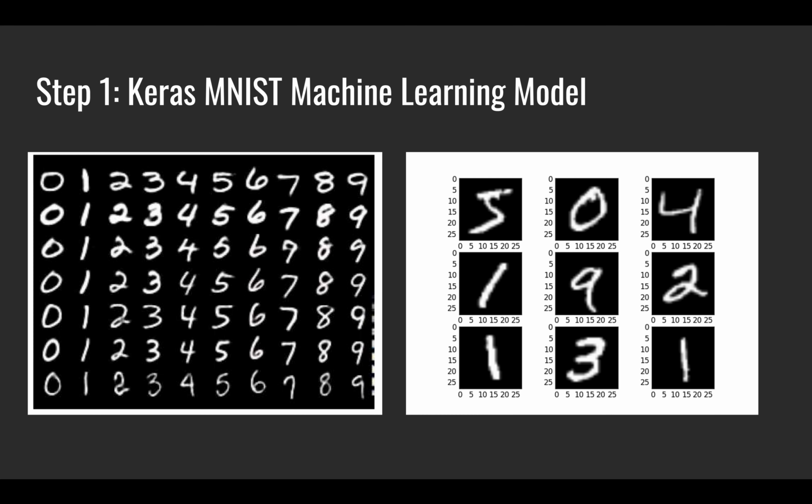My first step was creating a Keras MNIST machine learning model. So first, what is a model? A model is the result of applying a machine learning algorithm to a set of training data. You use a model to make predictions based on new input data. Models can accomplish a wide variety of tasks that would be difficult for or impractical to write in code.